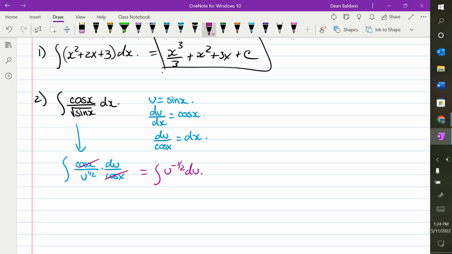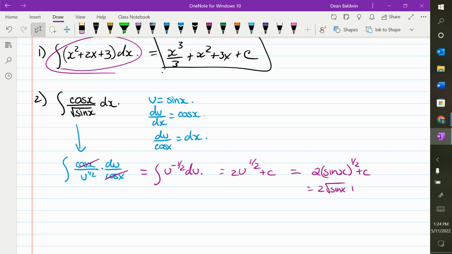Now that is just like this one. We can use the power rule. Add 1 to it and divide by the new exponent. So we get u to the power of a half. Divide by a half means you're multiplying by 2, plus c. The only other thing you have to do is put u back in. Substitute. You leave it like that, and you could write 2 root sine of x plus c. It's your choice. That's it.